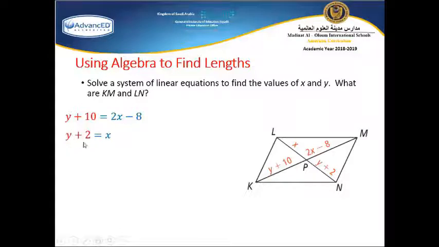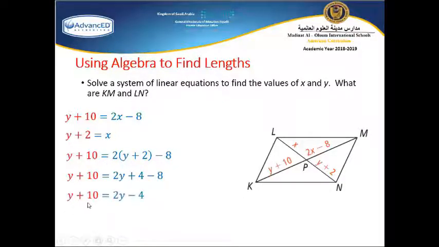Using the second equation, y plus 2 equals x, we will make a substitution in the first equation. Instead of x, we will put y plus 2. Then y plus 10 equals 2 times (y plus 2) minus 8. Using the distributive property, y plus 10 equals 2y plus 4 minus 8. By solving this equation, y plus 10 equals 2y minus 4.